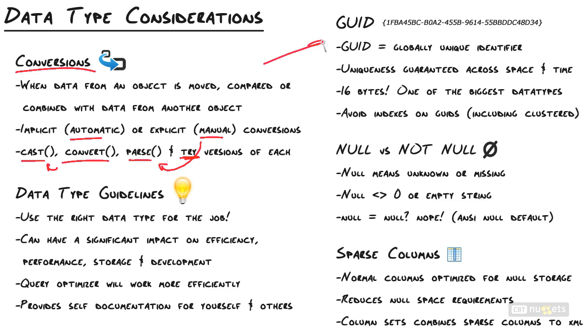Let's move over here to GUIDs. So GUID, again, globally unique identifier. It's a way that we can guarantee uniqueness across space and time. But one of the downsides to it is it's huge. It's one of the biggest data types. So you want to avoid indexes as much as possible.